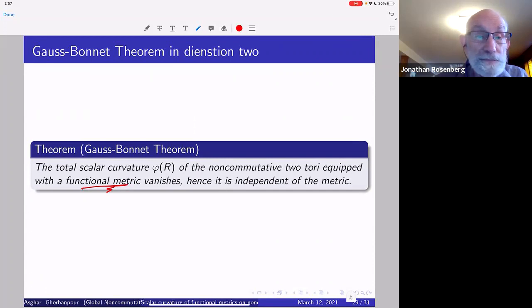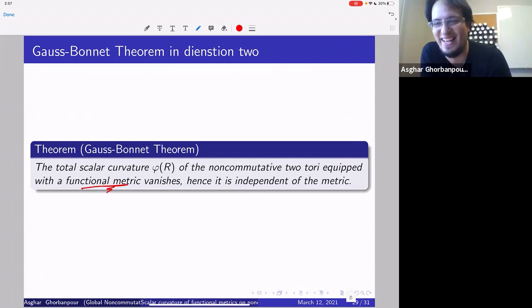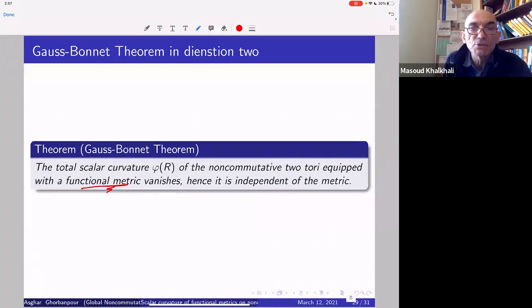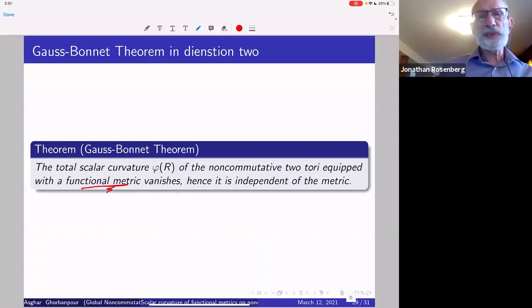Well, it is 0, unfortunately. Oh, it is always 0. Okay. That's for a functional metric. No, I meant a non-functional metric. That's the general case, I mean, when the elements do not commute. Yes, when the elements don't commute.